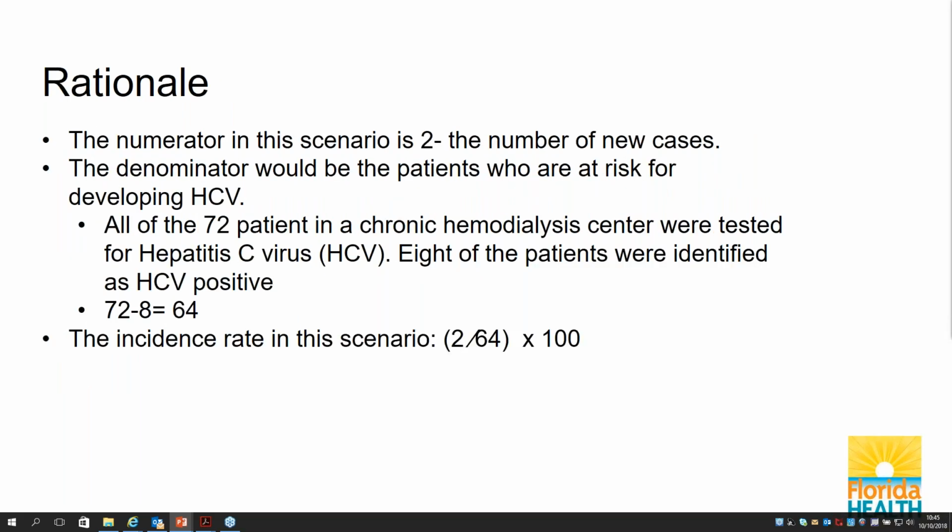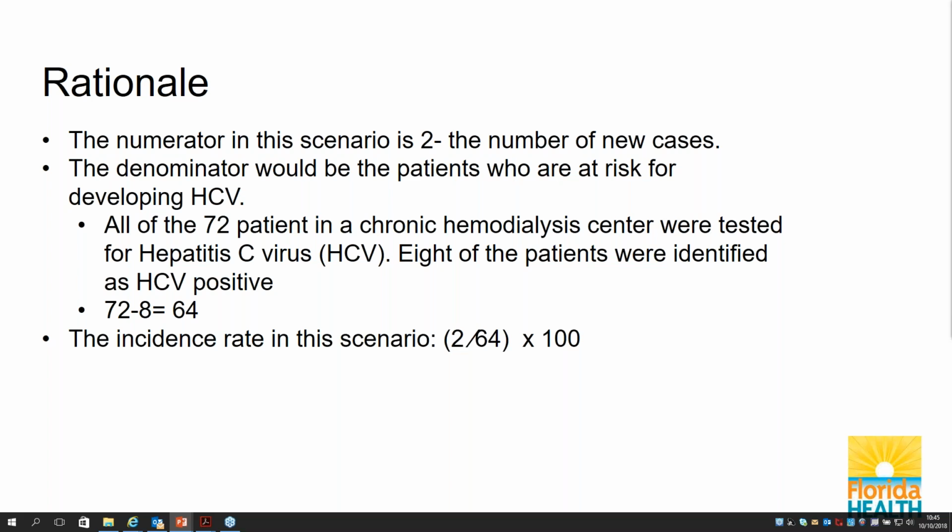Okay, so let's go over this. The numerator in this scenario is 2 because that's our number of new cases. The denominator would be the patients who are at risk for developing HCV. So our problem tells us that all 72 patients in a chronic hemodialysis center were tested. 8 of the patients were identified as HCV positive. So if they already have HCV positive, they cannot be a part of our at-risk population. So that brings it down to 64. So if we do 2 divided by 64 times 100, we're going to get 3.1, which is what the majority of you guys selected.